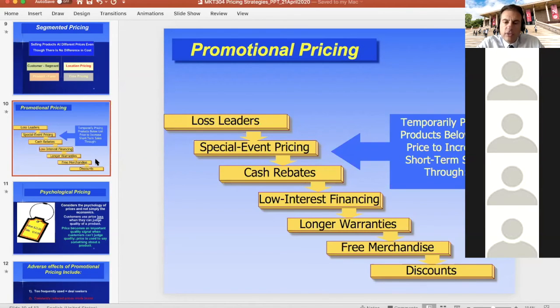Special event pricing, as the name says, is a special event that you do when you have a special price. Cash rebate is another one. Special situations where they have 0% interest, something like this, or low interest. They give you a longer warranty. They give you extra free merchandise, or they give you just some sort of discounts for buying more products.